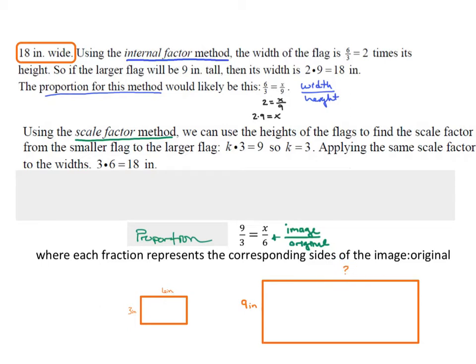which is 18 inches. If we were to set up a proportion for the scale factor method, we would do the image compared to the original for the heights, and then we'd set it up the image compared to the original for the widths. And cross multiply and solve, and you'll get the same answer, 18 inches.